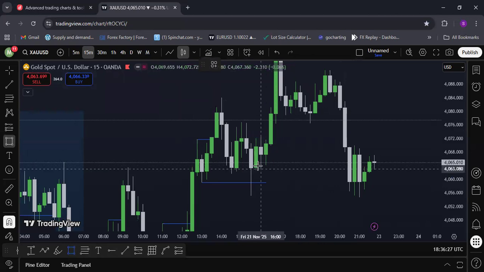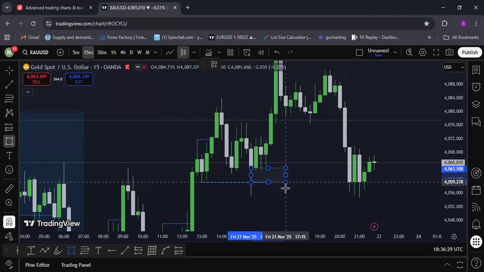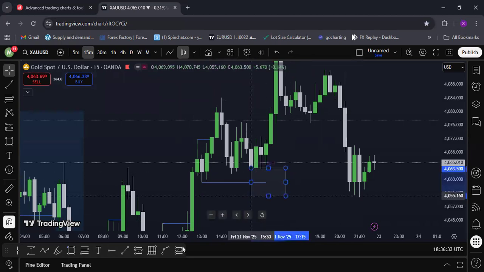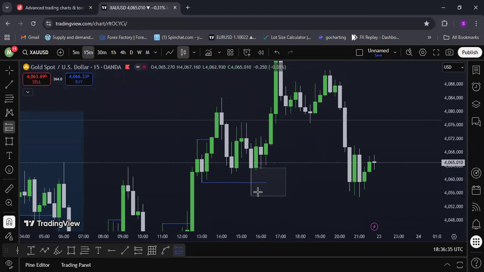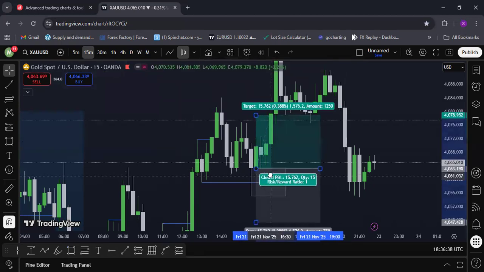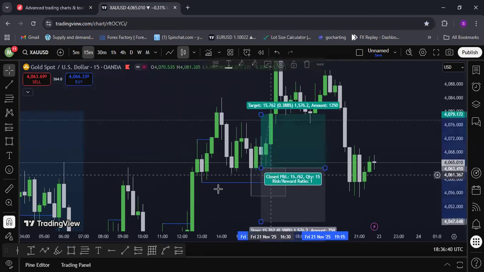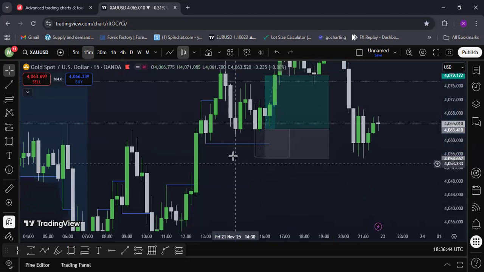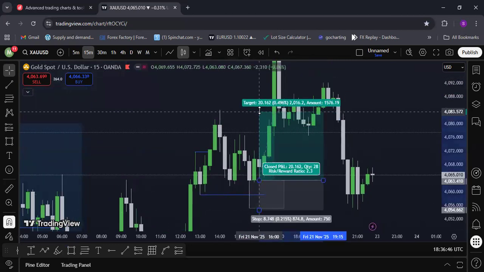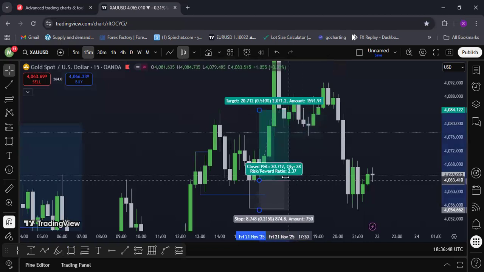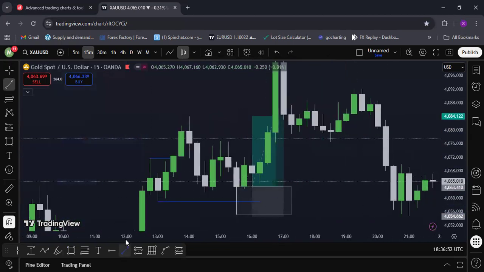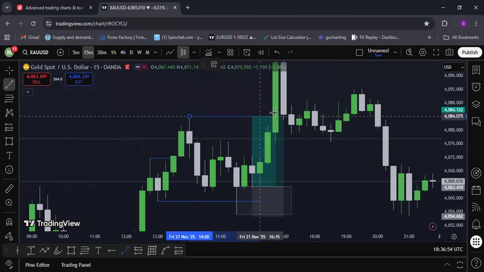Now, gold normally loves wicks, so I'll put my entry, my buy limit order, at the wick, and my SL just below the wick. So your entry would be here, and your exit would be just below this wick, and you can target this high here, 2.3R. That would have been your trade for Friday using this method.